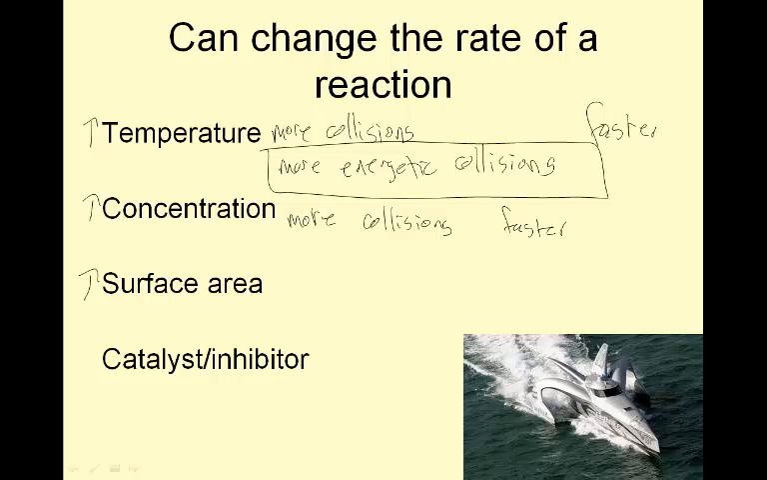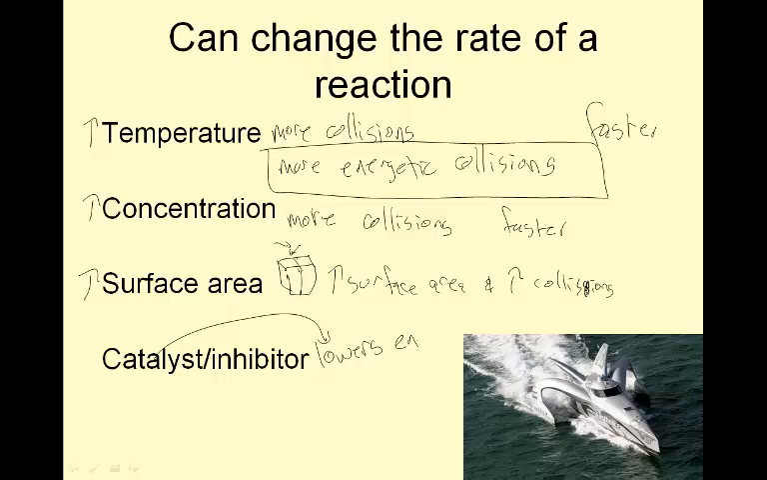If I increase surface area, the way this could be increasing surface area is if I have a cube, oh, great art skills, and if I cut it in half, then this inside piece and that inside piece is now available to be struck. So that increases surface area, which increases collisions because there's more spots to collide. I just misspelled collisions. Sorry about that. Catalyst, inhibitor. What that does is a catalyst lowers the energy needed.